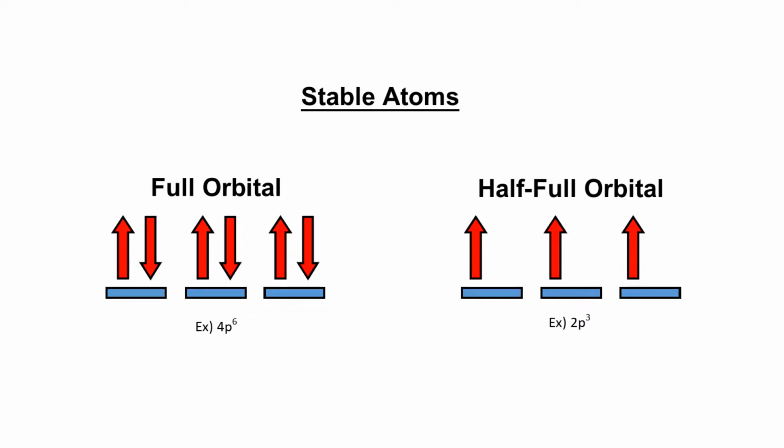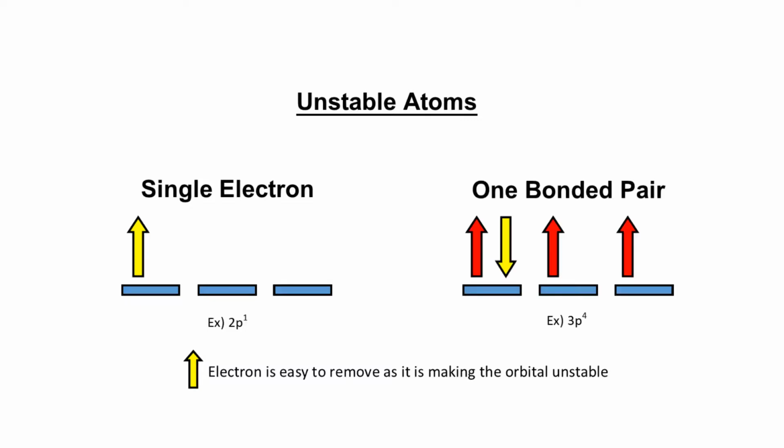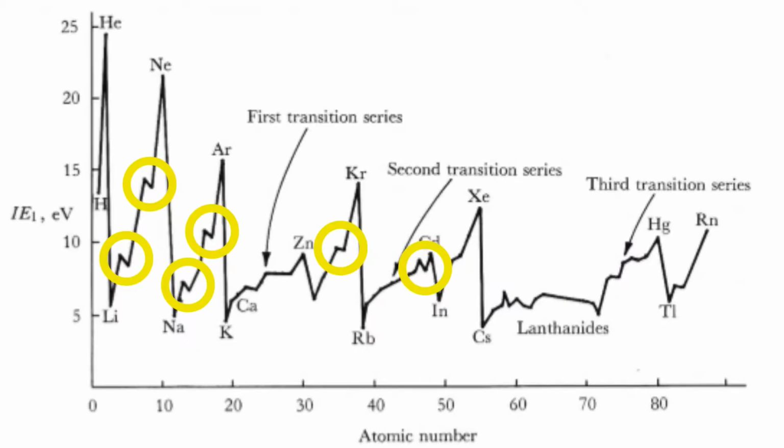When atoms are stable, they either have full or half-full orbitals. Unstable atoms have orbitals that have a single electron or one extra electron past the half-full orbital. These unstable orbitals are more willing to release the electron that makes them unstable, meaning they have a lower ionization potential compared to the more stable atoms. And that is why there are dips in the trend on this diagram. Ionization potential values are always positive, as it requires energy to remove the electron from the atom, and they are given in electron volts.